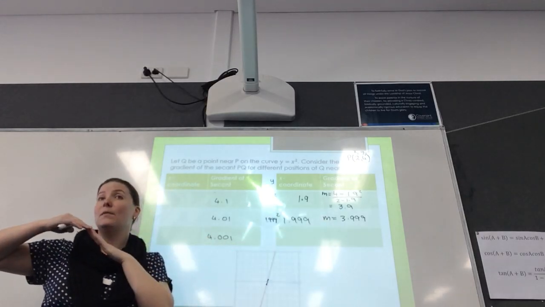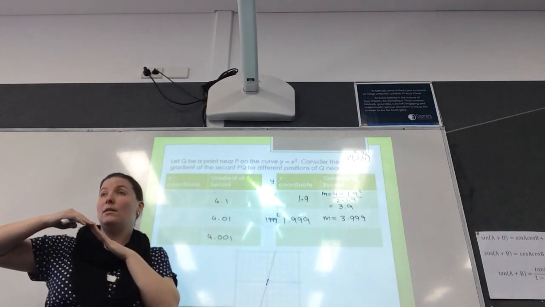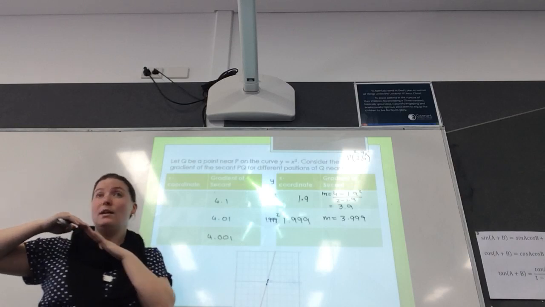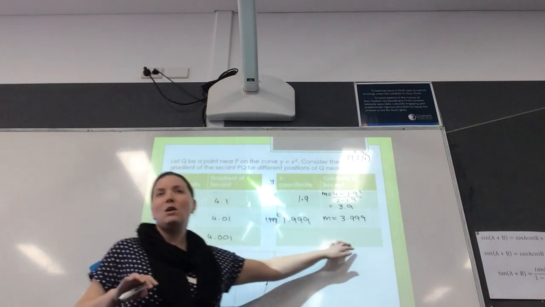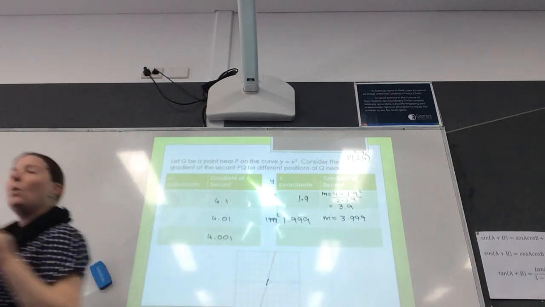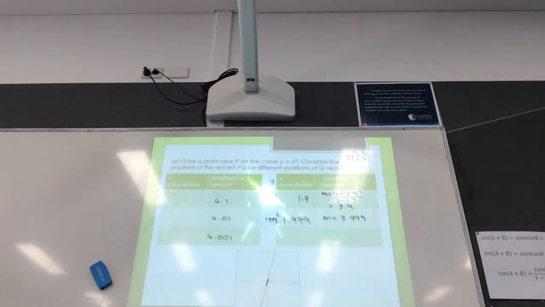Can you see how it's approaching 4 from both sides? Yeah? Can we see that? Yes. Okay. So if I made these even smaller, I'd get even closer to 4 and even closer to 4. And that's why we want our h to approach 0, so that we actually get to 4, okay?